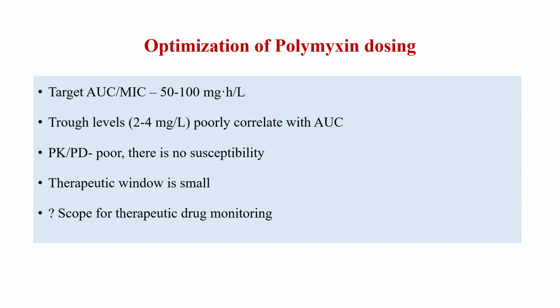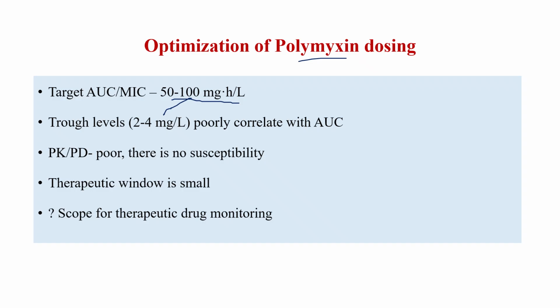At present, for the treatment of Acinetobacter, we are really using only polymyxin based therapy. We have discussed the polymyxins, how bad they are PKPD wise. If you are using polymyxin B as a treatment, the AUC by MIC you are expecting is 50 to 100. That will correlate approximately with 2 to 4 of trough values. But remember, trough values do not correlate with AUC by MIC very well.